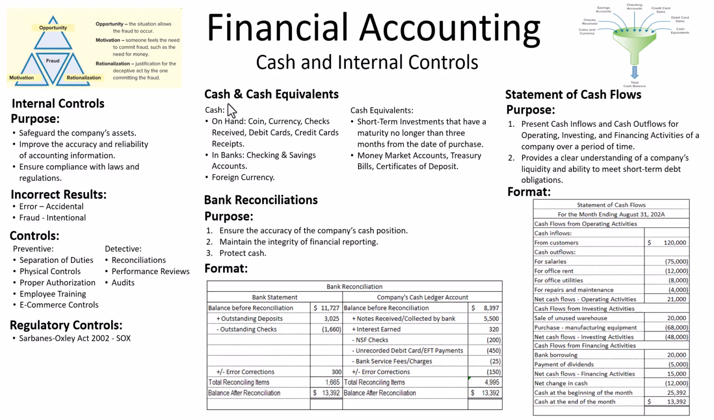We'll look at cash and cash equivalents. This is a line item that will appear first on every company's balance sheet. We'll make sure that you understand what we mean by cash and cash equivalents. We will discuss the purpose of bank reconciliations and solve problems using the bank reconciliation format.